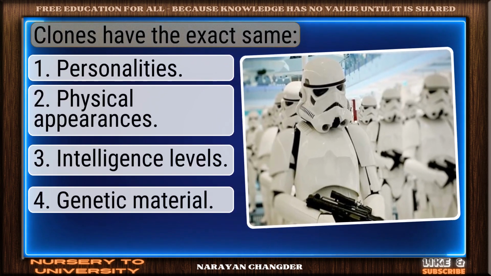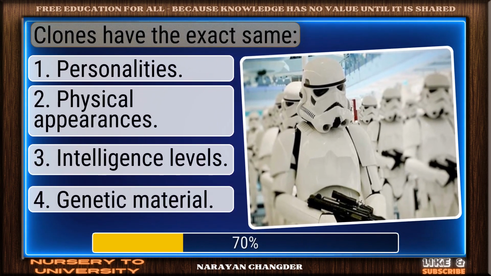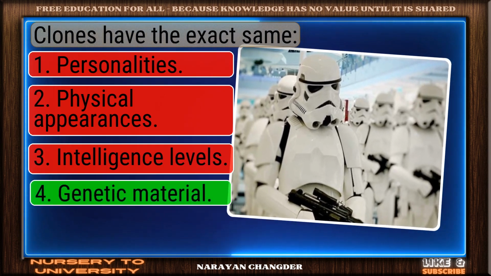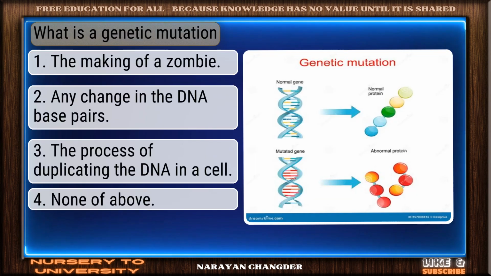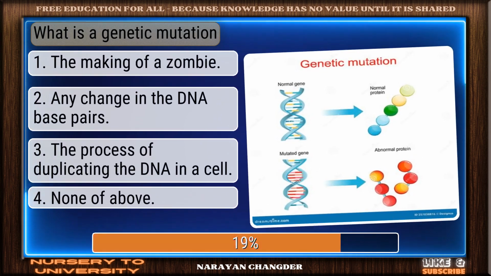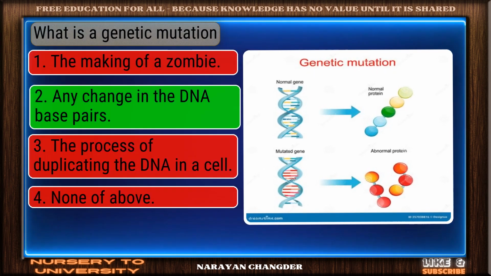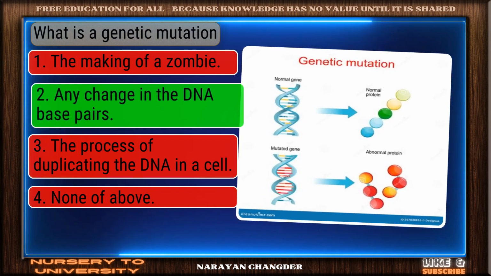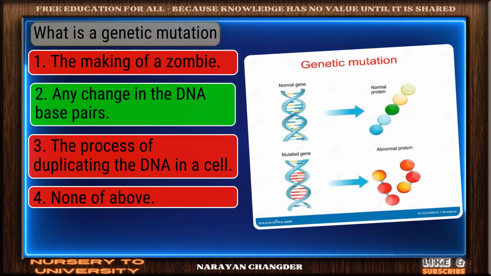Clones have the exact same. Smart pick. Genetic material is the correct choice. What is a genetic mutation? Sharp thinking. Any change in the DNA base pairs is the right choice.